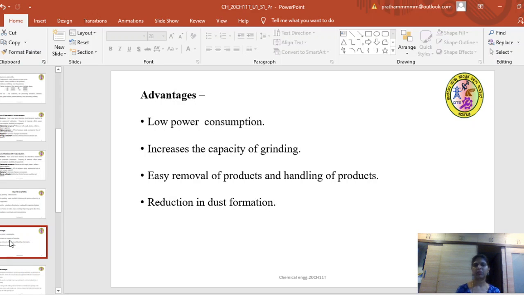So low power consumption, and it increases the capacity of grinding, easy removal of the products and handling of the products, and reduction in the dust formation.